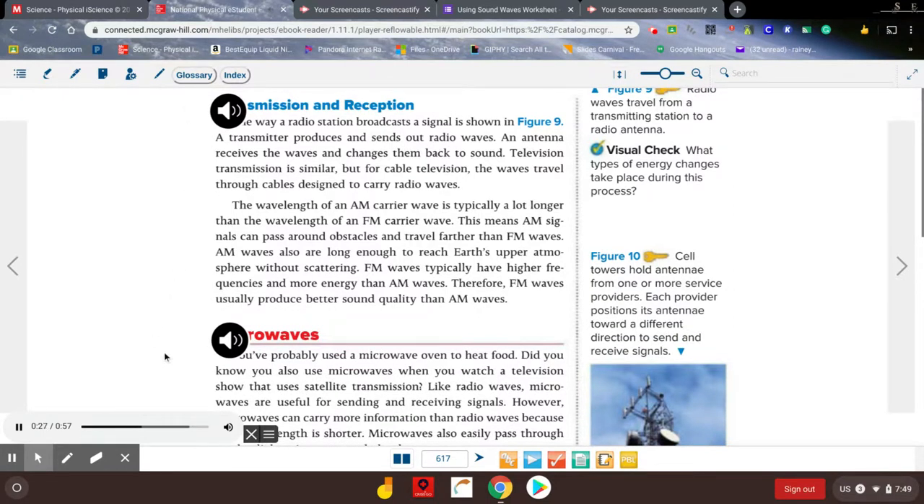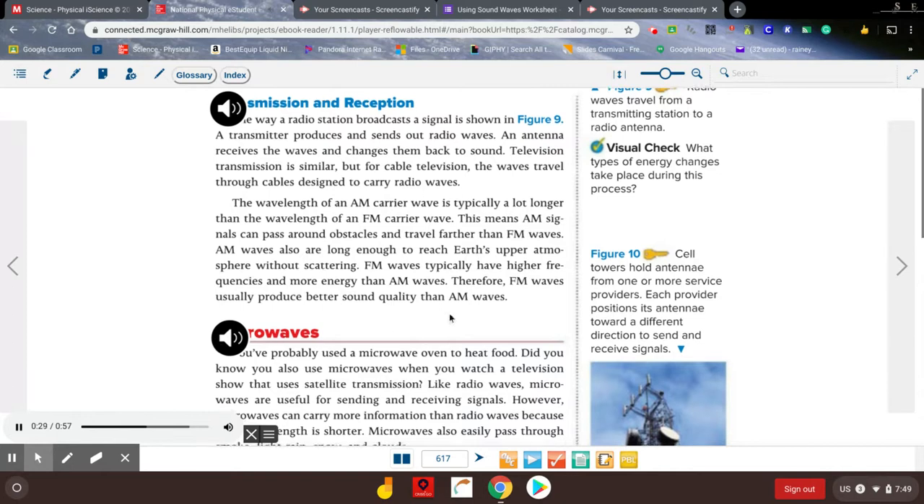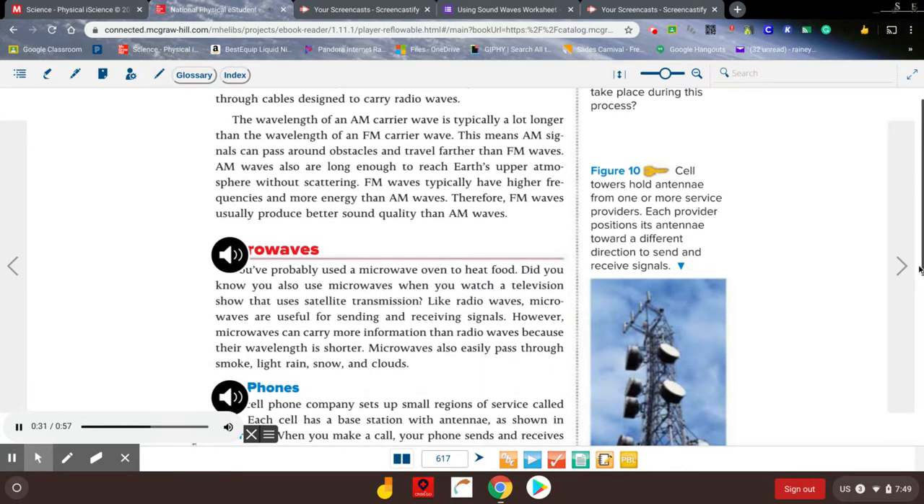The wavelength of an AM carrier wave is typically a lot longer than the wavelength of an FM carrier wave. This means AM signals can pass around obstacles and travel farther than FM waves. AM waves also are long enough to reach Earth's upper atmosphere without scattering. FM waves typically have higher frequencies and more energy than AM waves. Therefore, FM waves usually produce better sound quality than AM waves.